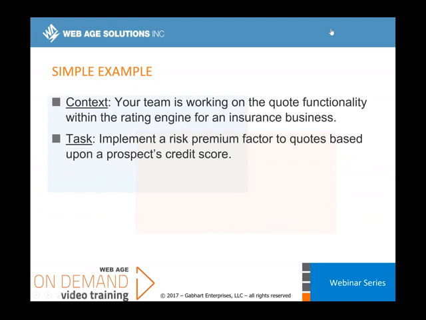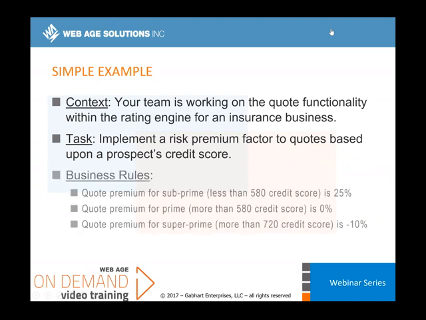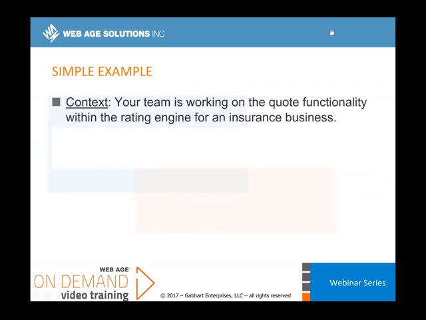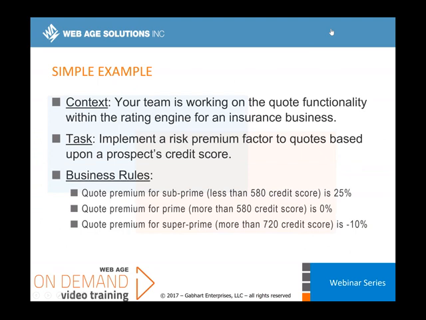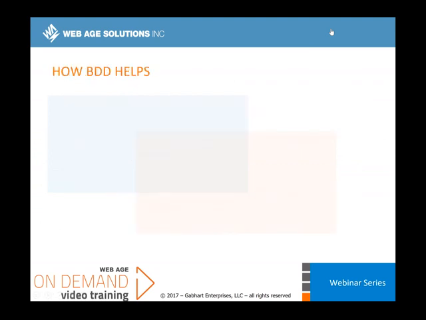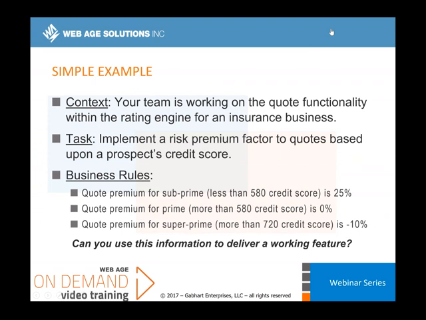Well, the quote functionality is there, but specifically another capability on the quote, which is to solve for a risk premium factor to be added based off of a product's credit score. And you have the following business rules that have been provided to you. If this prospective customer has less than a 580 credit score, then we add 25% to whatever the rating engine gives us. If, on the other hand, they have a prime, meaning more than 580, then we add 0%. We just take exactly the quote that comes from the rating engine.